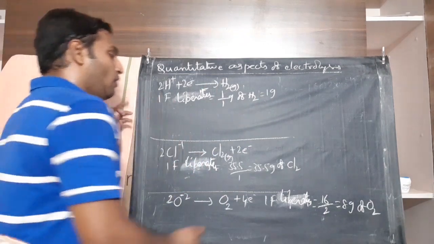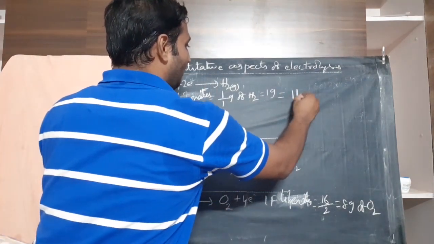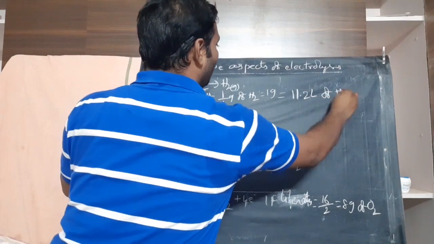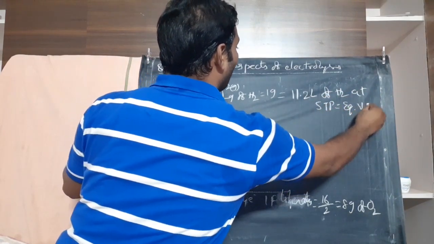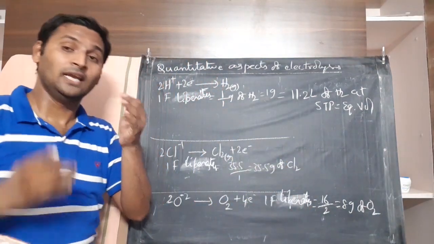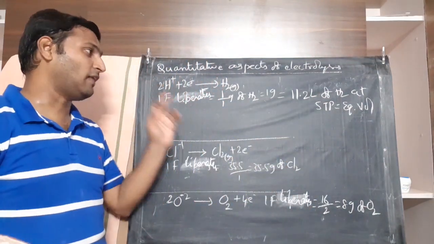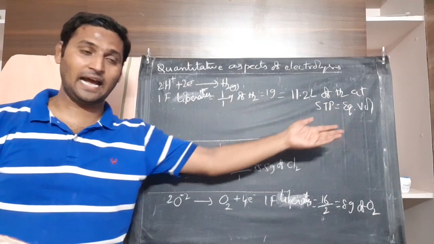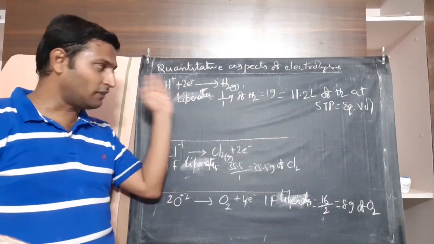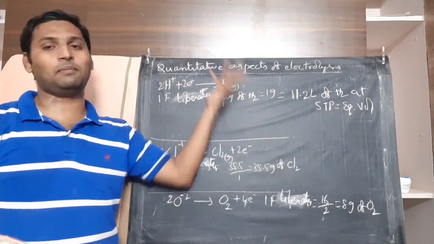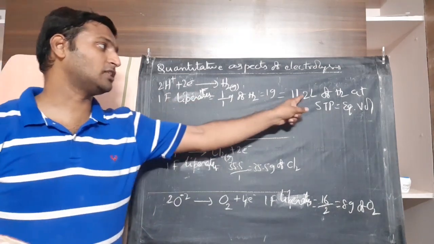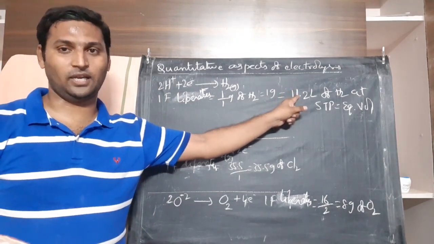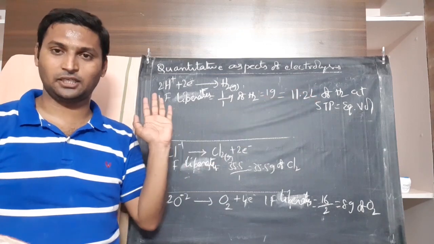So I can say 1 Faraday liberates 11.2 liters of hydrogen at STP, which will be called its equivalent volume. So in terms of volume, 1 Faraday liberates the equivalent volume of that gas. In terms of mass, 1 Faraday liberates the equivalent mass of that gas, either way. So 1 Faraday liberates how much hydrogen gas? 11.2 liters or 11,200 milliliters.